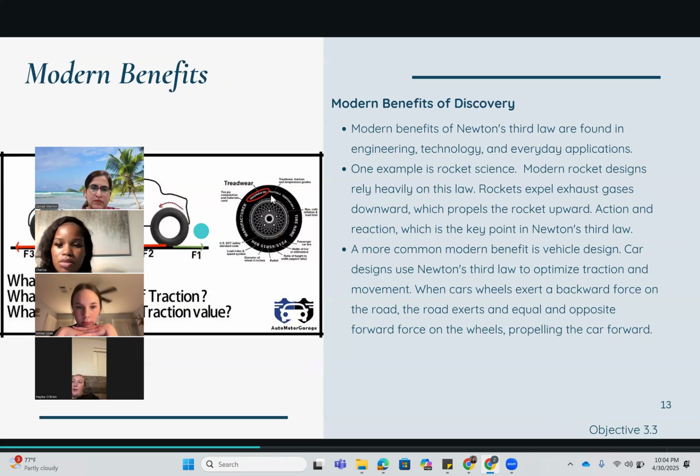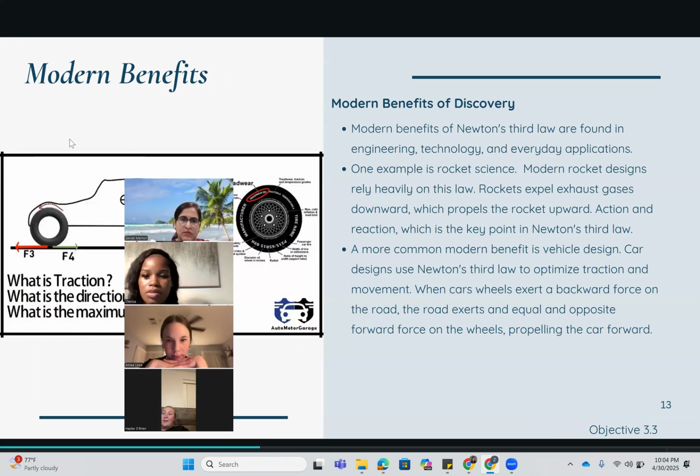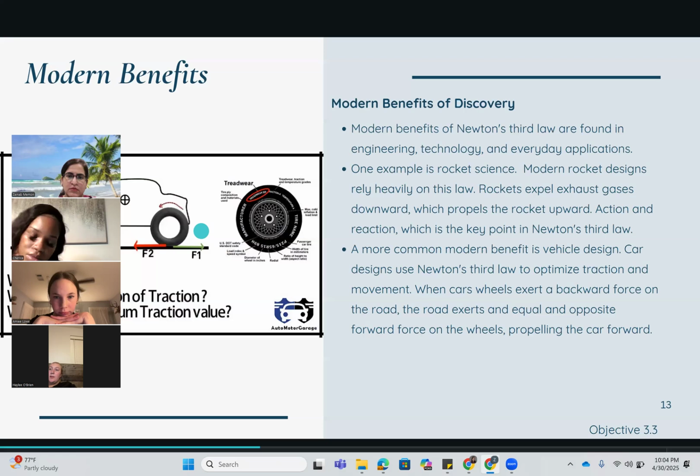And then just some benefits. Modern benefits of Newton's third law are found in engineering, technology, and everyday applications. One example would be rocket science. Modern rocket designs rely heavily on the law. Rockets expel exhaust gases downward, which propels the rocket upward. Action and reaction, which is the key point of Newton's third law.